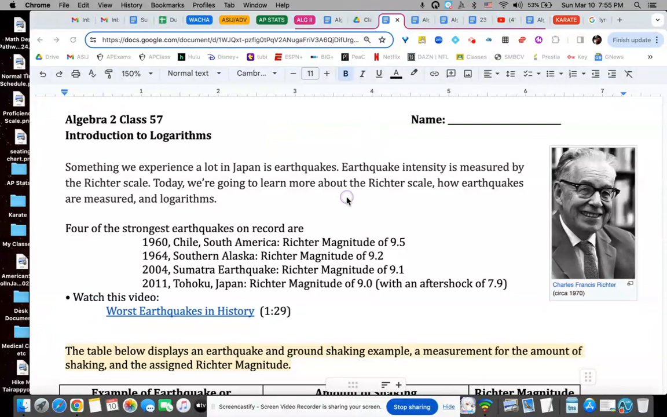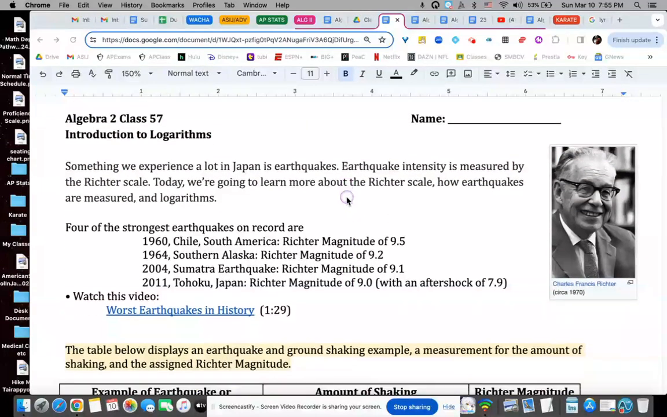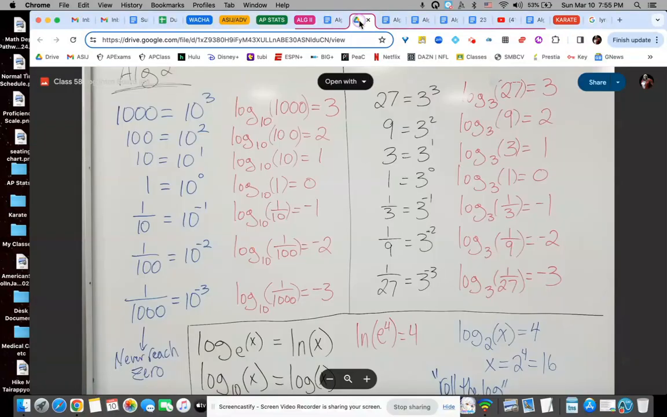Before we get into this whole activity, I just want to give you the rundown on what a logarithm is. This is something I wrote on the board in the past and took a picture of, but it really is a nice summary of what we're talking about. A logarithm is just the inverse of an exponential.